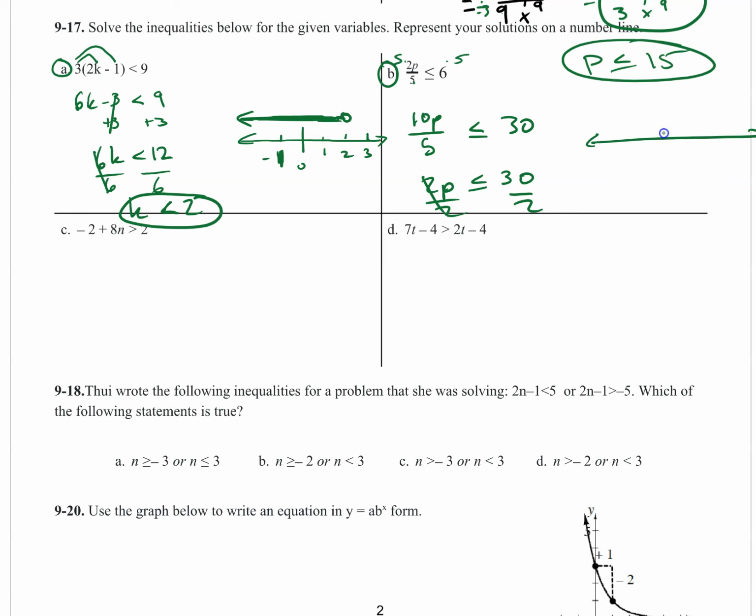Putting it on the number line, remember you need at least 4 integers on your number line. You don't have to have 0, as long as you have 4 integers. Okay, and here's 15, so let's put a closed dot at 15. Closed because of this less than or equal to. And then less than means all the numbers less than 15 are solutions.